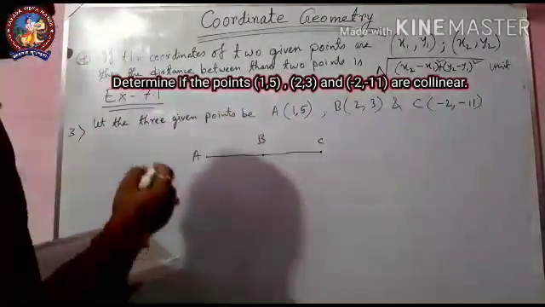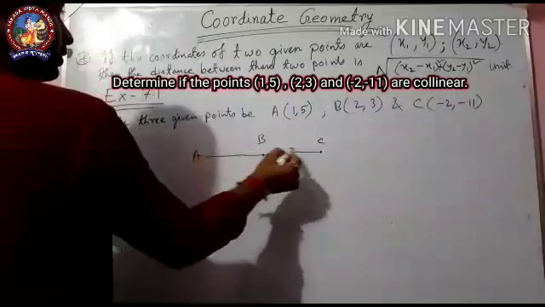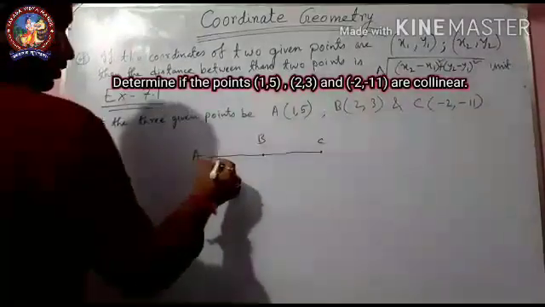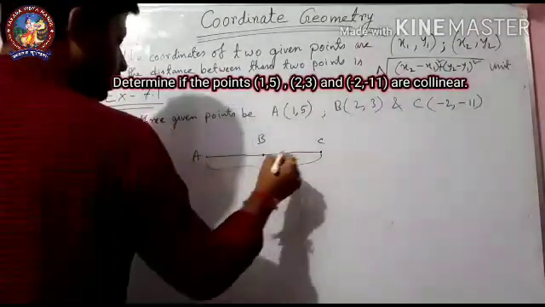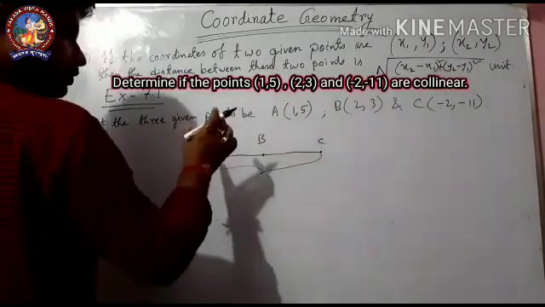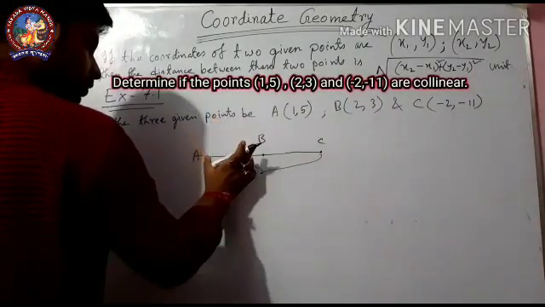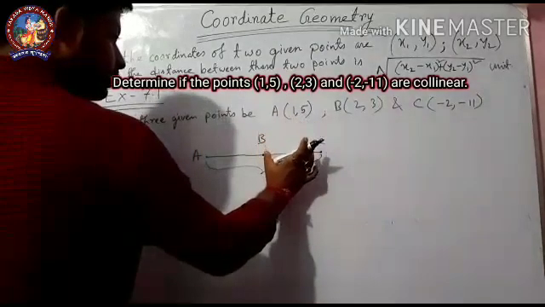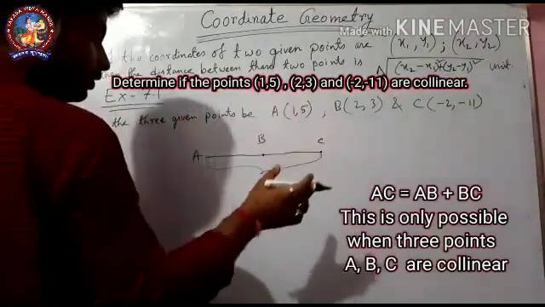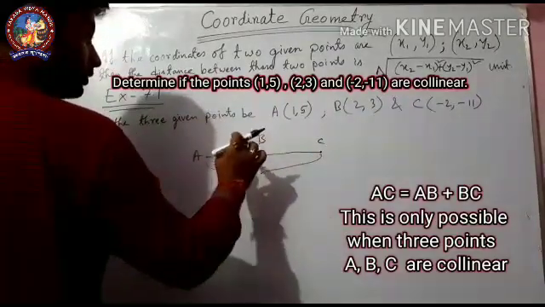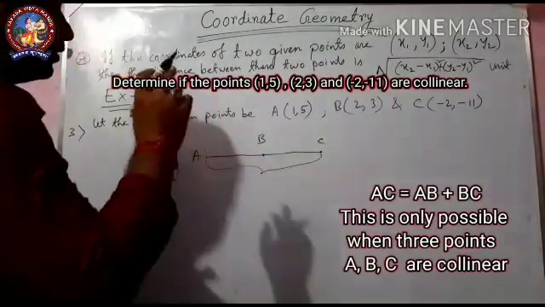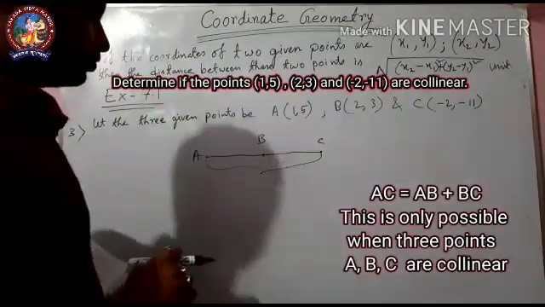So I have drawn the picture here. See the figure, A, B and C, 3 points. I have drawn them collinear. Now if they are collinear, then the total length of the line segment AC will be equal to the sum of the length of line segment AB and line segment BC. Length of BC plus length of AB will give me the total length of AC, if these 3 points are collinear. So we have to check that.